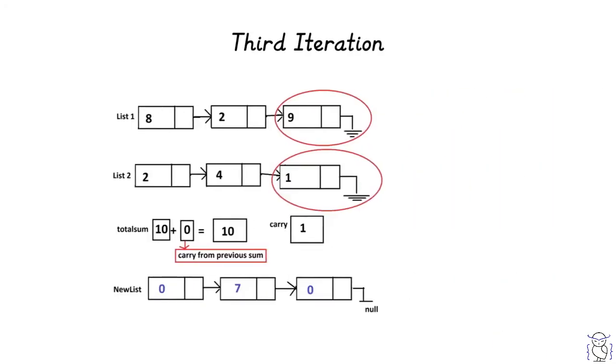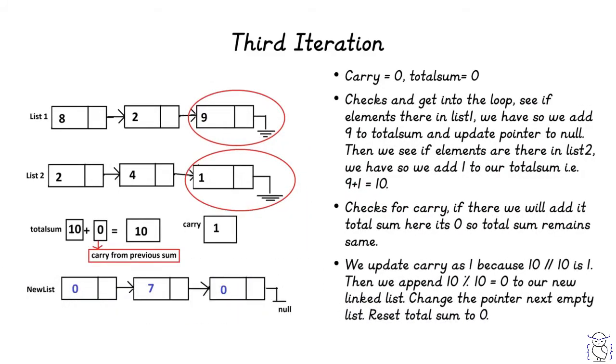In third iteration, our carry will be 0 and total sum as 0. We check the while loop condition and we get into the loop. Then we see if there are any elements in linked list 1. Since we have, we will add the number 9 to our total sum and update the pointer to point it to the next number. We then check if linked list 2 is empty or not. If not, we will add the number 1 to make our total sum as 9 plus 1 is equal to 10 and update the list pointer.